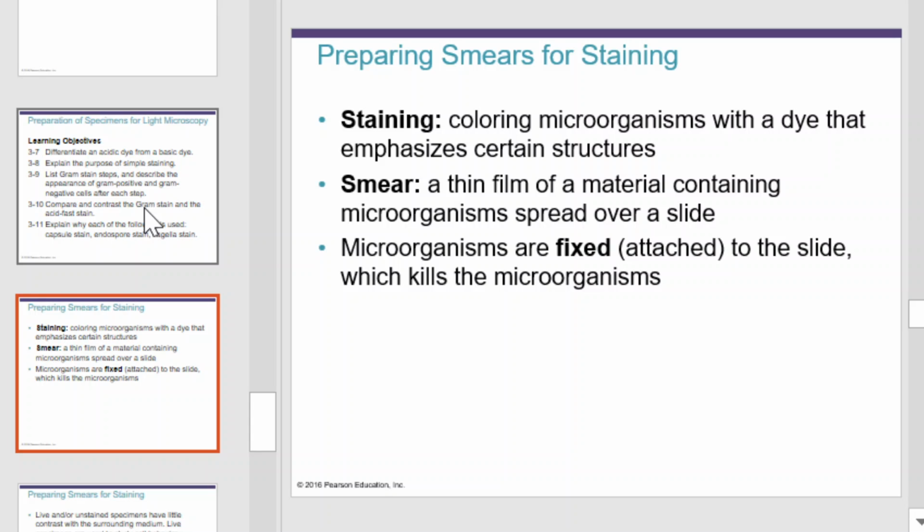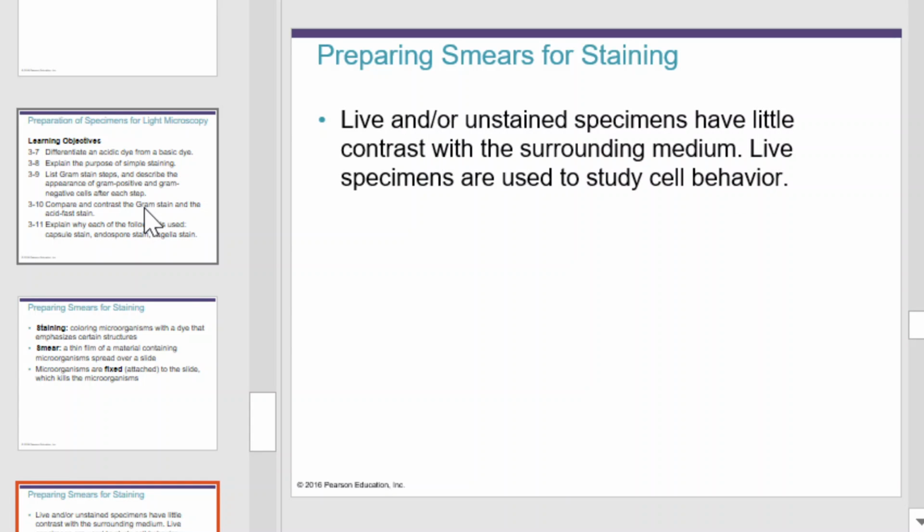Microorganisms are fixed or attached to the slide, which kills the microorganisms and makes it possible to store the slide indefinitely. Live and/or unstained specimens have little contrast with the surrounding medium. Live specimens are used to study cell behavior.